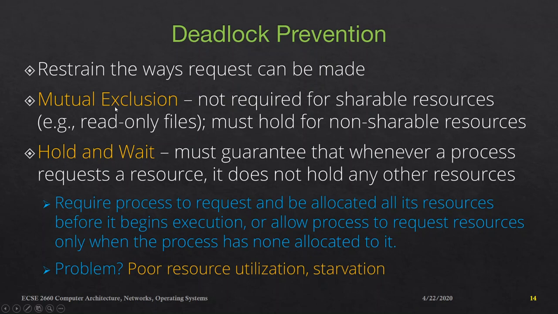So, our goal is going to be to see here how we can break at least one of those four conditions. So first one was mutual exclusion. So one resource per process. So how can we break that? Well, try to have multiple resources per process.